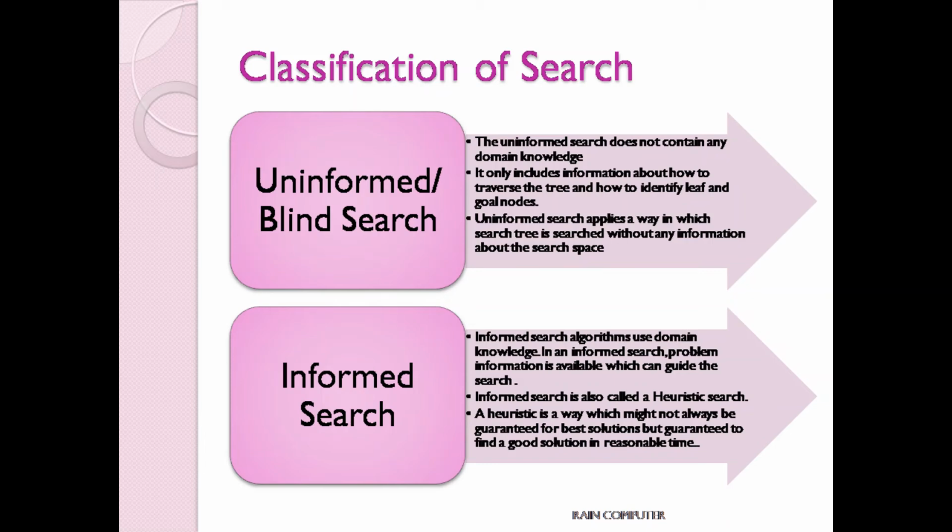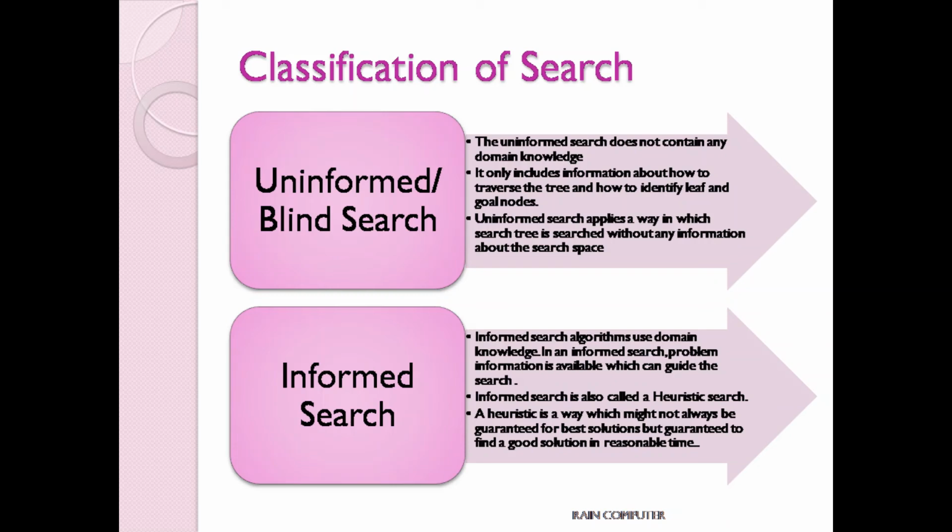How are the search algorithms classified? They can be classified as either uninformed search or informed search. The uninformed search does not contain any domain knowledge. It only includes the information about how to traverse the tree and how to identify the goal nodes. Uninformed search searches the tree without any information about the search space.